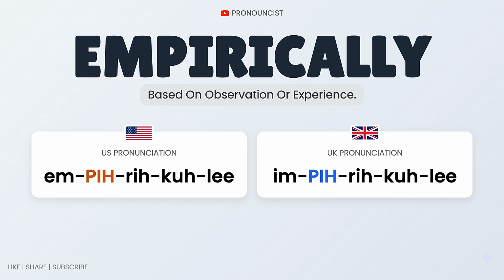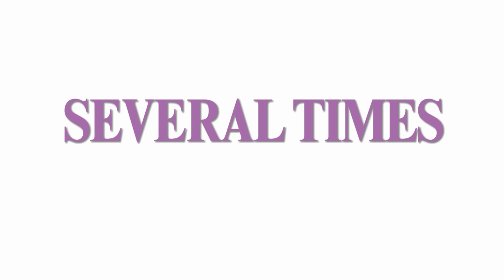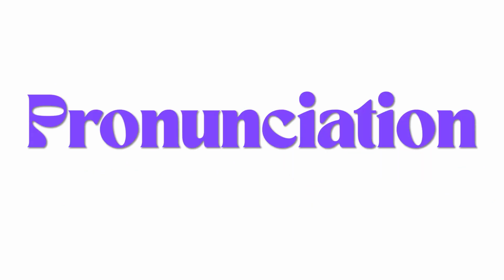Empirically, empirically. Practice repeatedly and you'll soon be able to say this word perfectly. The best way to practice is to repeat the syllable multiple times. The meaning of the word is based on observation or experience. Try repeating this word several times to improve your pronunciation.